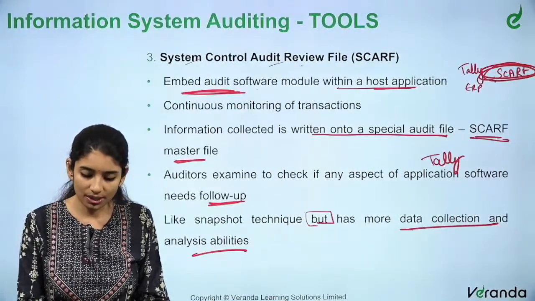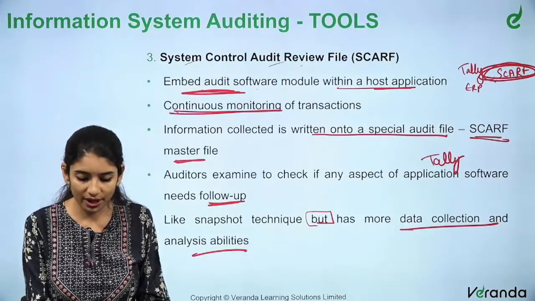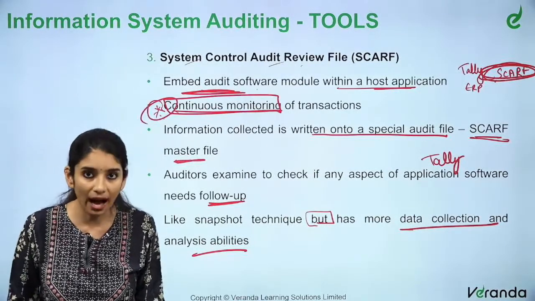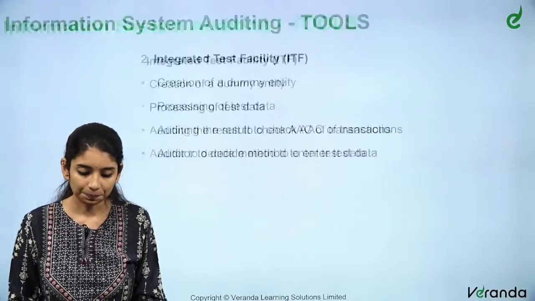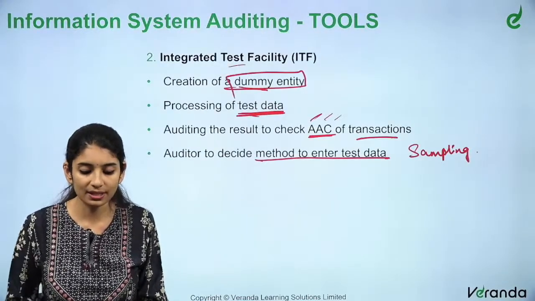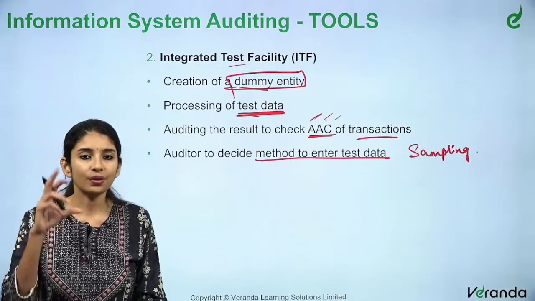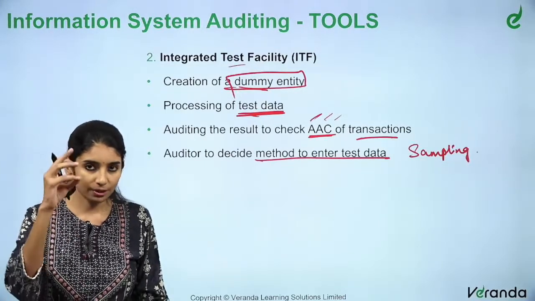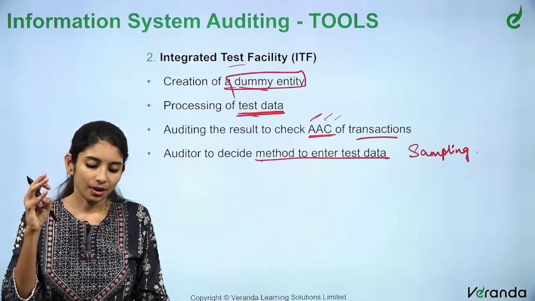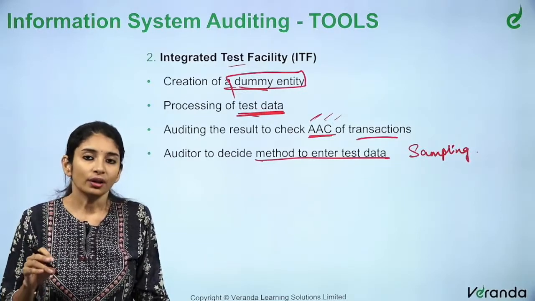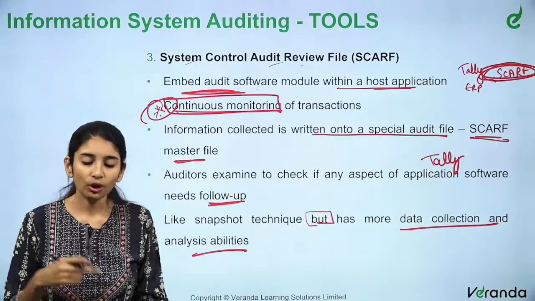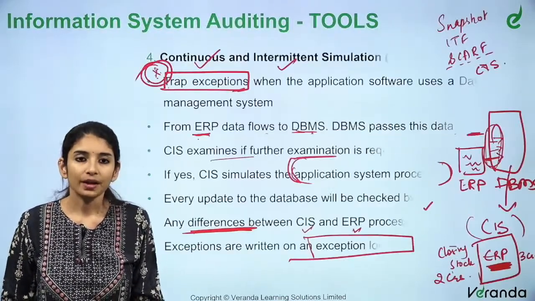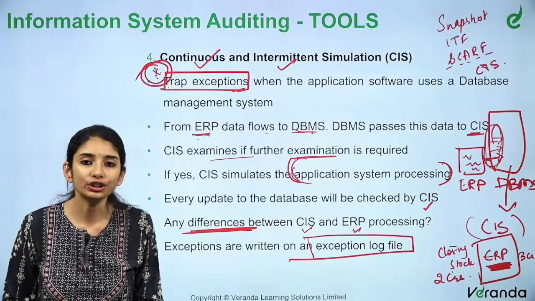If the words used are continuous monitoring of transactions, it is the SCAF technique. If the words used are dummy entity, it is ITF. And if the word used is images, then it is snapshot. Clear? So images, snapshot; dummy entity, ITF; continuous monitoring, SCAF; trap exceptions, CIS. And finally, we have audit hooks.